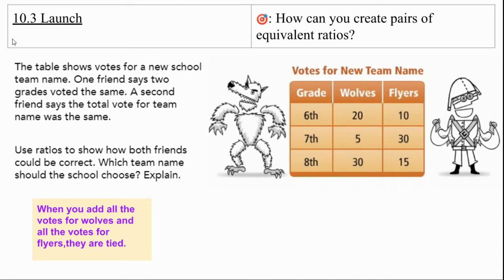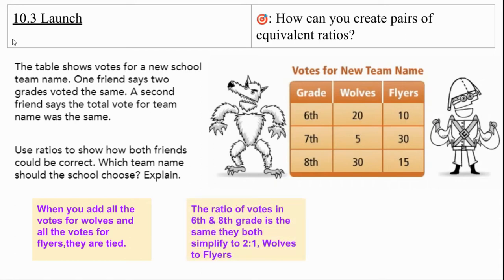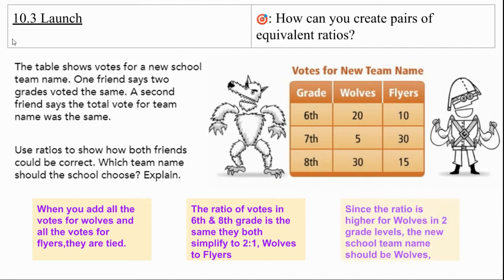But when we look at the ratio of votes in 6th grade compared to the ratio of votes in 8th grade, we actually get the same ratio. They both simplify to 2 to 1 wolves to flyers. That means that twice as many 6th graders and 8th graders voted for wolves over flyers. So what should we do and how should we choose a school name? Since twice as many students voted for wolves in 2 grade levels, the new school team name should be Wolves.